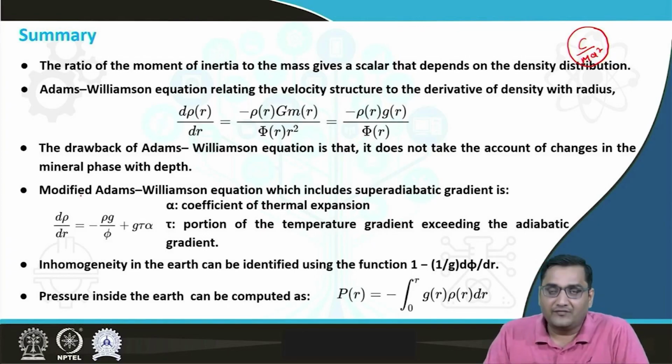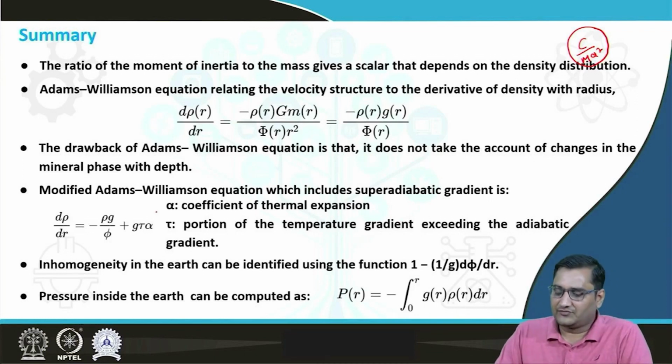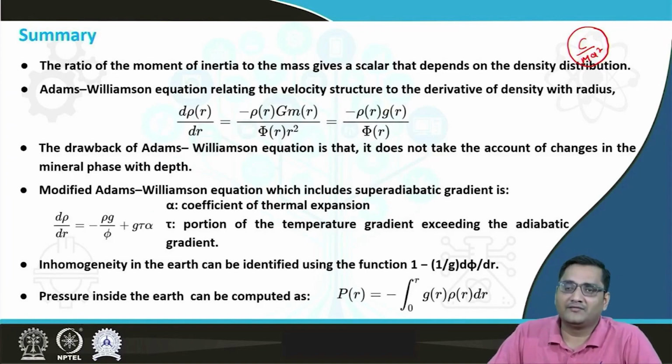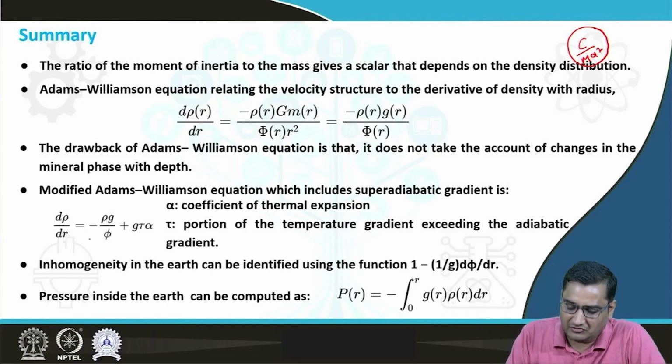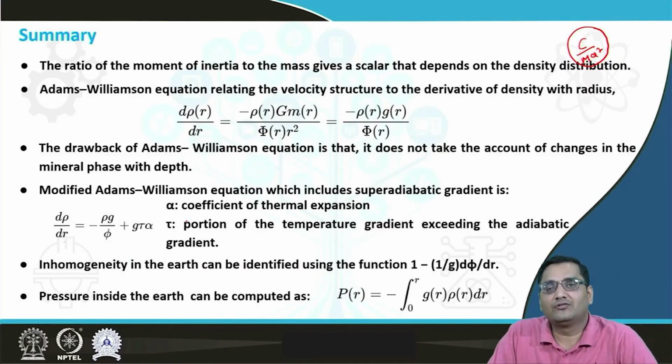The drawback of the Adams-Williamson equation is that it only considers the self compression, but it does not take into account the changes in the mineral phase with depth. So a modified form of the Adams-Williamson equation was proposed considering the effect of superadiabatic gradients, where it looks like d rho by dr is equal to minus rho g by phi plus g tau alpha, where alpha is the coefficient of thermal expansion and tau is the portion of the temperature gradient exceeding the adiabatic gradient.